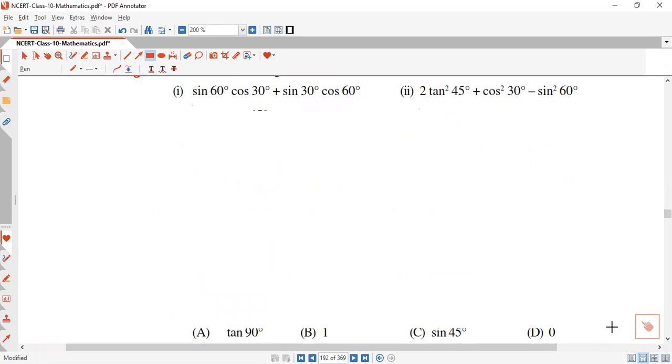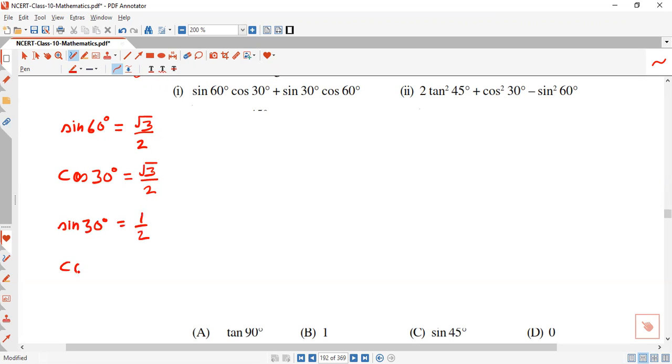We know the value of sine 60 degree. Sine 60 degree is equal to root 3 by 2. Cos 30 degree is also root 3 by 2, since sine 60 degree and cos 30 degree are the same. Sine 30 degree is 1 by 2, and cos 60 degree is also 1 by 2. You see sine 30 and cos 60 have the same value, 1 by 2.